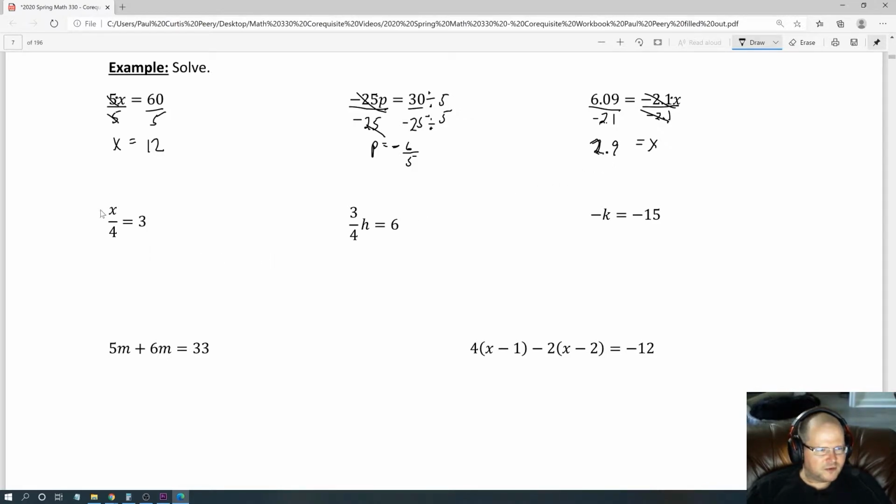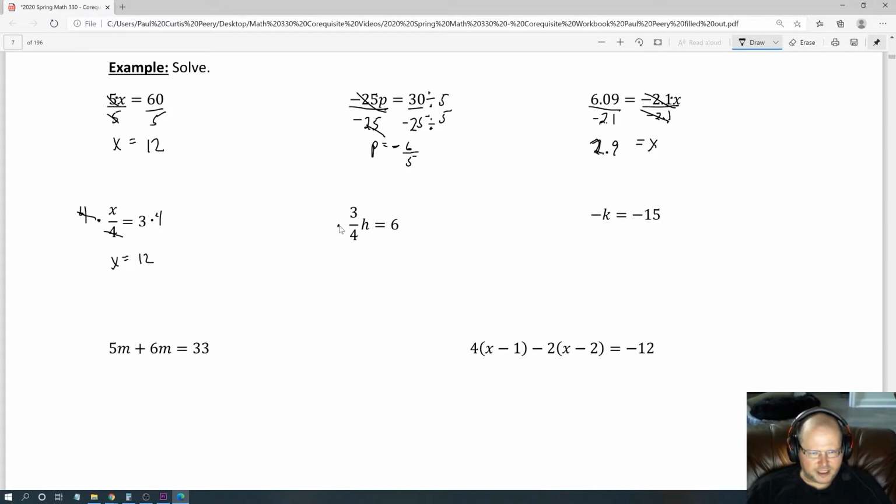Okay, next we have over here x divided by 4 is equal to 3. We undo the division of 4 by multiplying by 4, and whatever we do to one side, we do to the other. These cancel out, leaving me x is equal to 12. Then we move over here. There's a couple of ways we can do this. We can undo the division by 4 by multiplying by 4, and then divide both sides by 3.